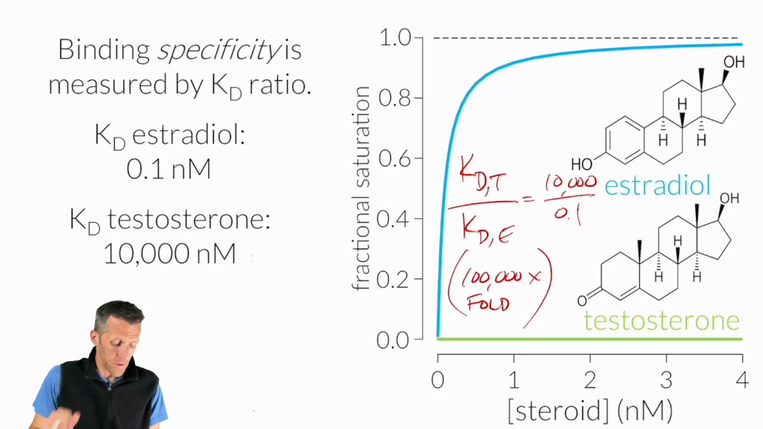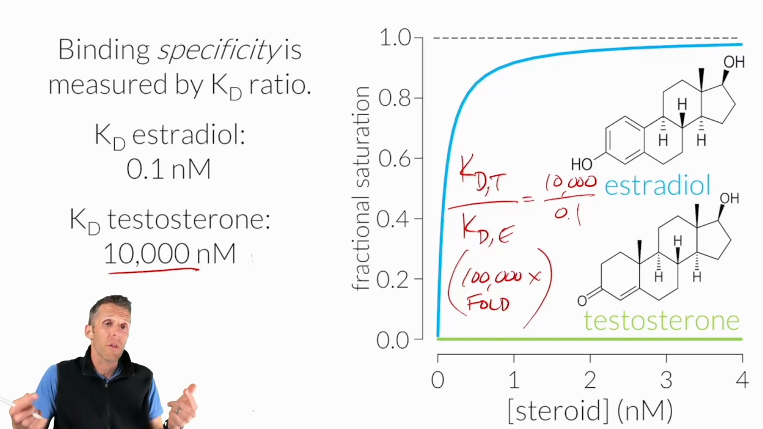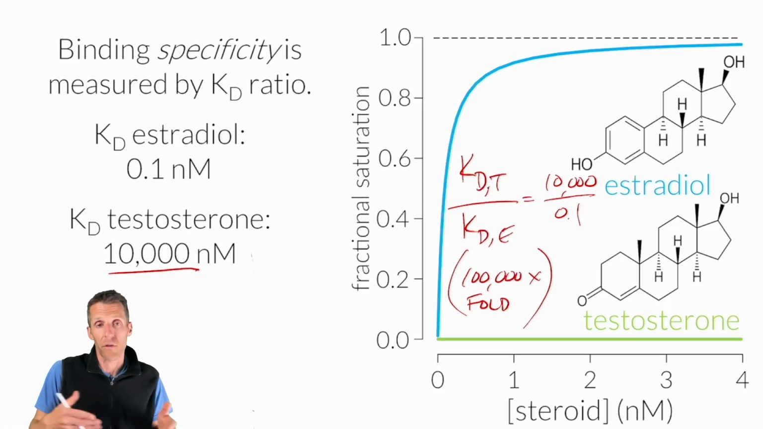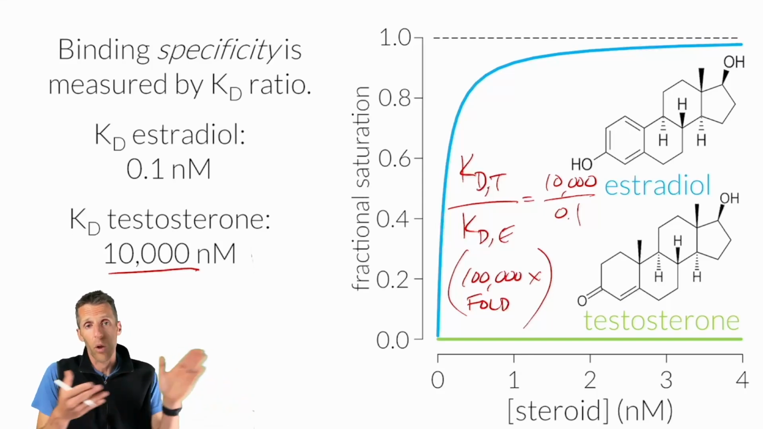Now, for those of you that are sharp-eyed or are watching everything back to back, you might have noticed that our KD for testosterone changed. In the last video, I said it was 100,000 nanomolar. I got a little excited typing zeros. It's actually only 10,000 nanomolar. So sorry about that. The KD for estradiol is 0.1 nanomolar. The KD for testosterone is 10,000 nanomolar. The ratio of those two gives you 100,000. So there's a 100,000-fold preference for estradiol over testosterone.